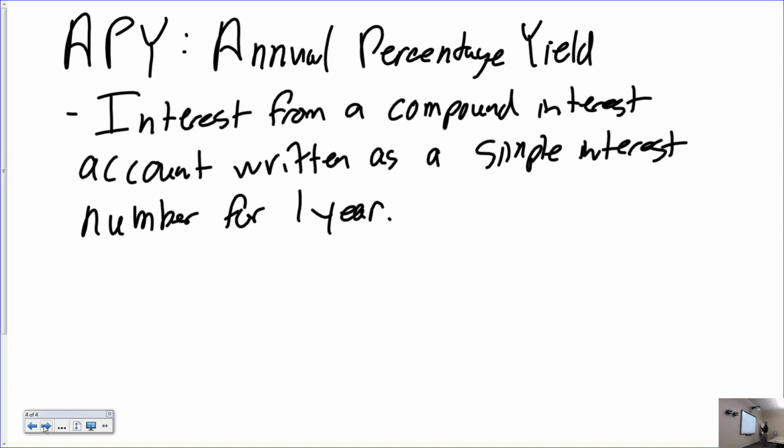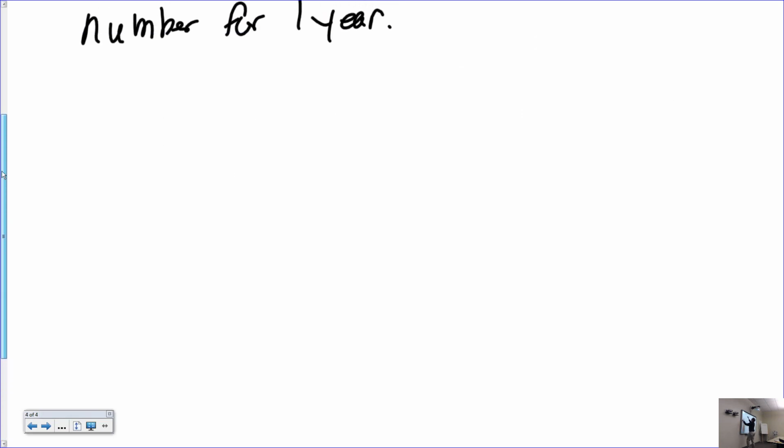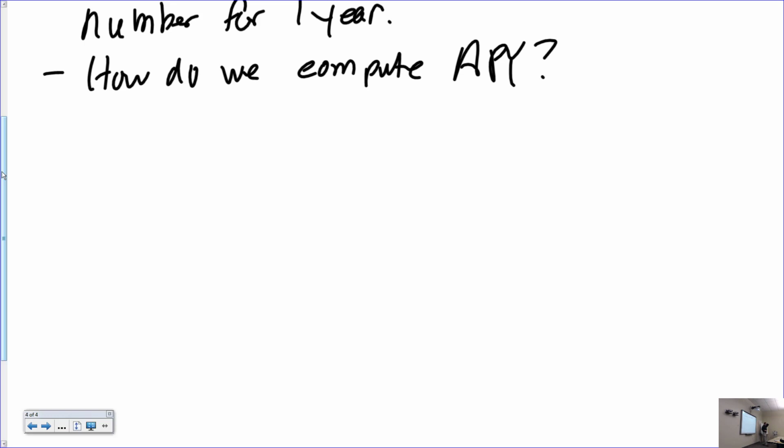So, what I want you guys to do is to figure out how to compute this. So, how do we compute APY? Alright? I'm going to show you the long way first, and once I show you the long way, I'm going to show you sort of a neat little coincidence, and then you're going to go, wait, is that coincidence always true? And I'll say yes, and you'll go like, oh yeah, good. And you'll see why, okay?